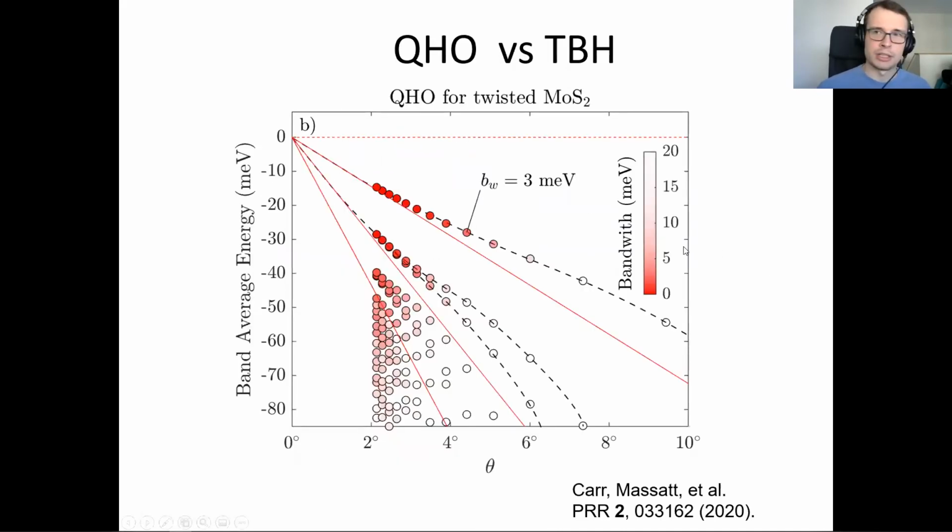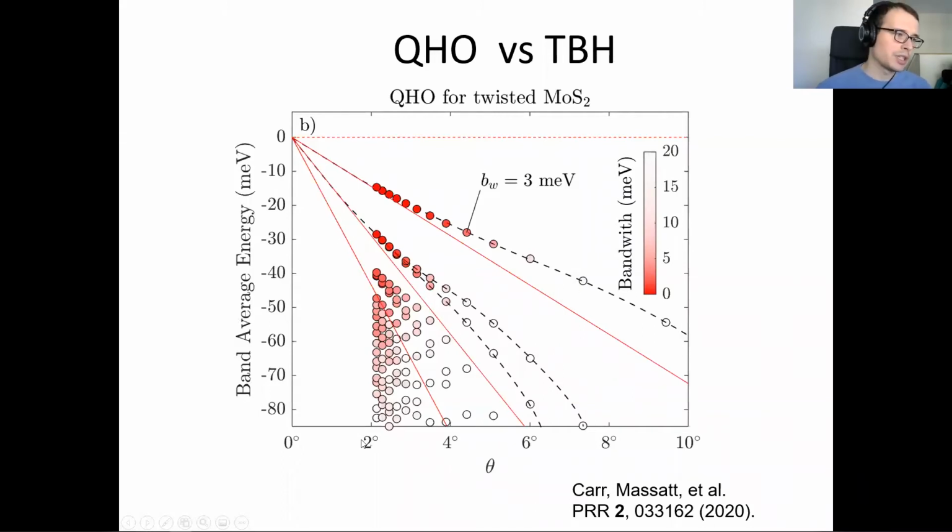So when we plot this, we get something that looks like this. What I'm showing here is each of these circles is a specific band calculation from a specific twist angle. The twist angle is on the bottom axis, and the band average energy is on the y-axis. And the color scale is telling you how flat the band is. So the more red the circle is, the flatter the band.